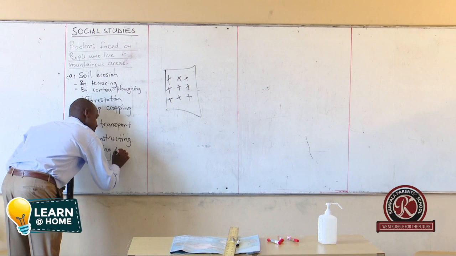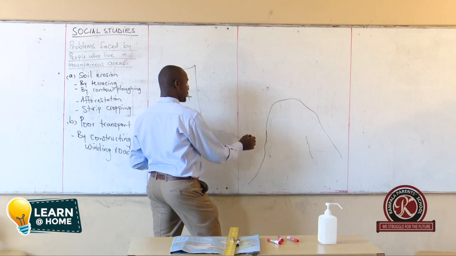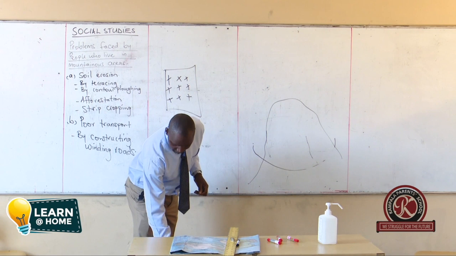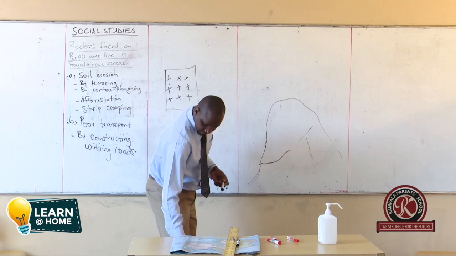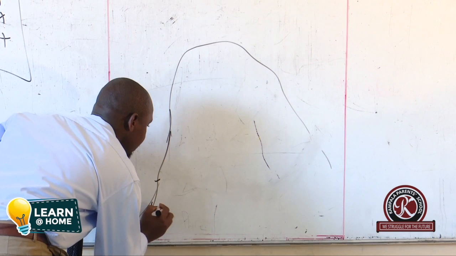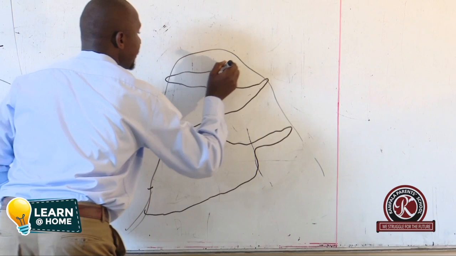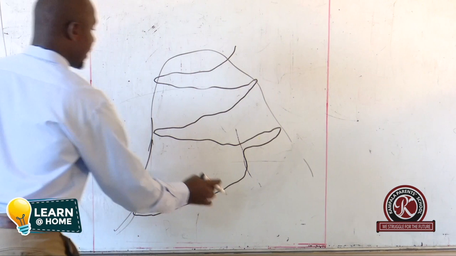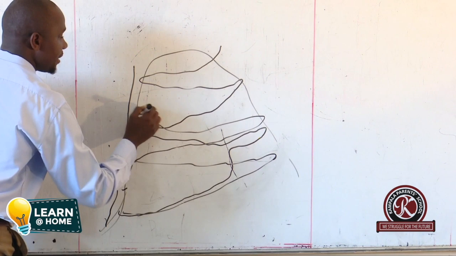Somebody may be asking, what are winding roads? If this is the mountain, I'm giving a feature of a mountain. So they construct roads that keep on moving round. If that's a mountain or a hill, roads that move round, bending, coming like this. These are winding roads. When you look at a steep slope like this one, you can't have a road coming straight up like this. But at least when you go like this, you come like this, you go like this. That's an example of a winding road.